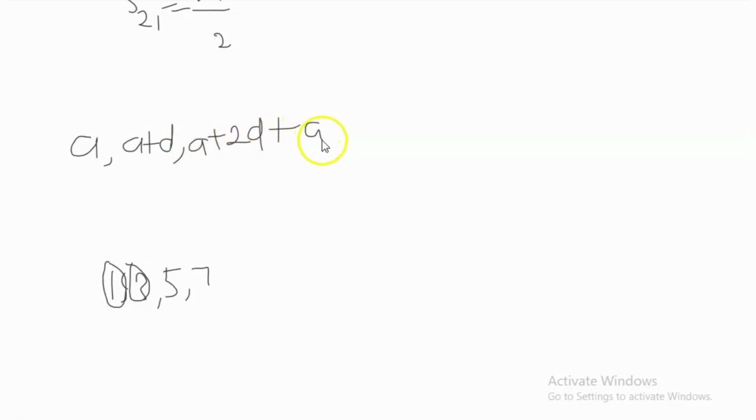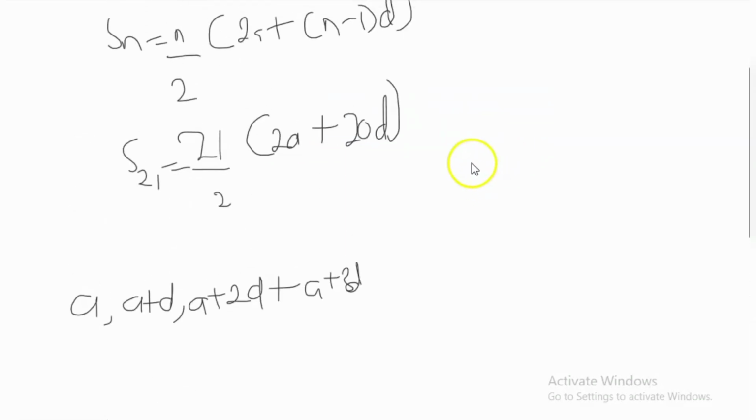So the next term will be a plus 3d, 4d, 5d, and it keeps on going like that. So if you want to find the 100th term, it's going to be a plus 99d. Remember, the formula is gotten from the general formula for finding terms, which is Tn is equal to a plus n minus 1 d. So let's just have that at the back of our minds.